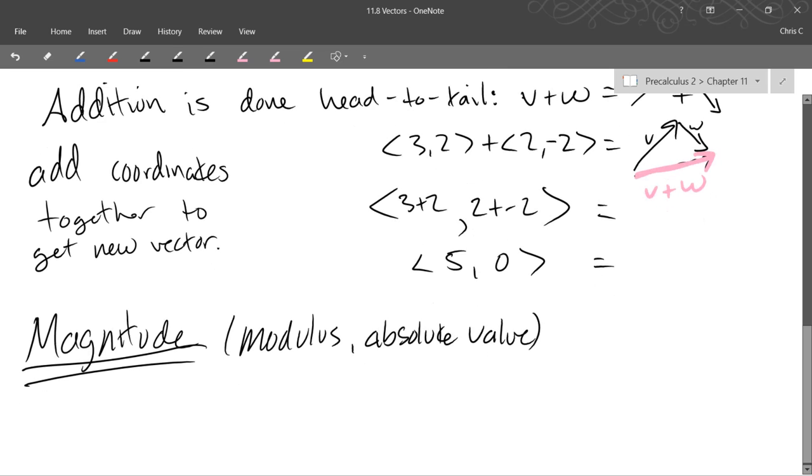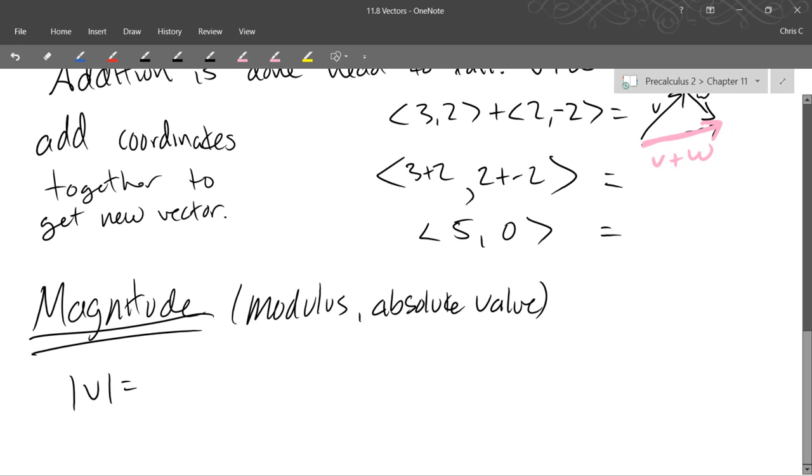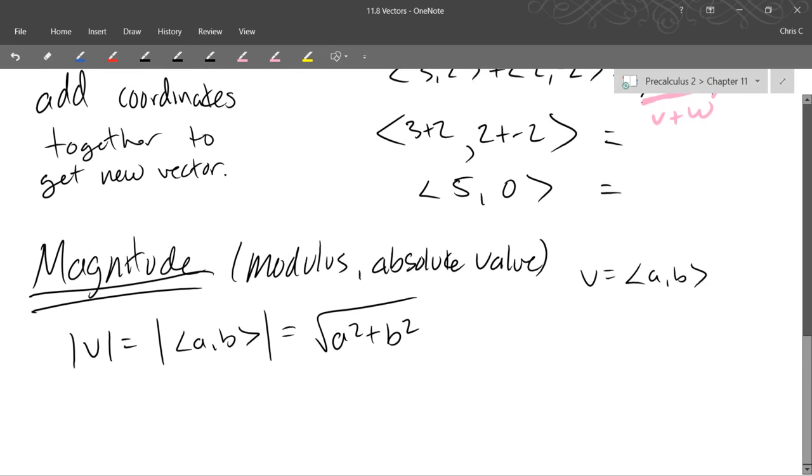So our magnitude, we're going to use the vertical bars just like we did before. So V is (a, b), magnitude V, all you do is square root of a squared plus b squared.